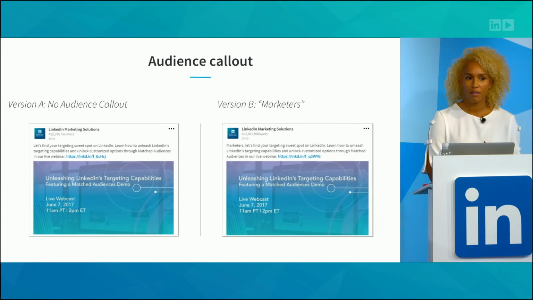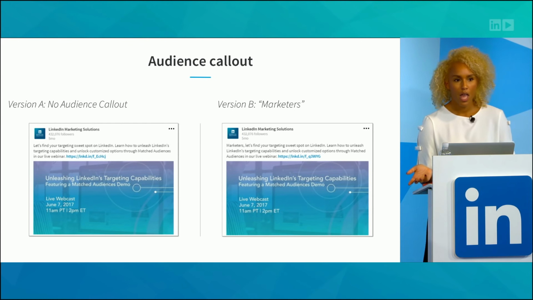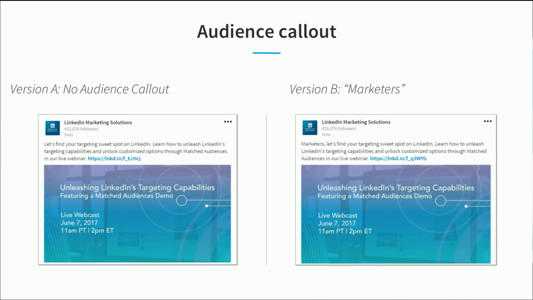And let's make a caveat there too. When you're A/B testing, it's really important to remember to test one variable at a time. Yes. Only test one thing at a time. So in this example, we had version A, which had no audience callout, but the image was the same. Like Rachel was saying, only one small difference. And then in version B, we had them call out marketers. Which one do you think probably resonated the best?